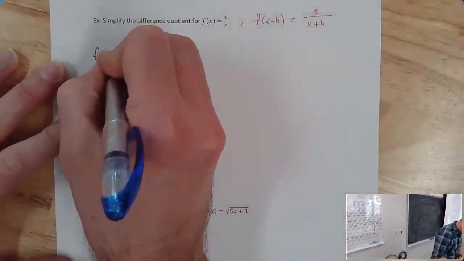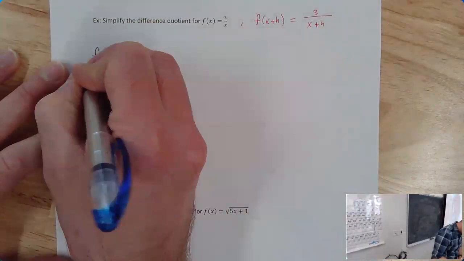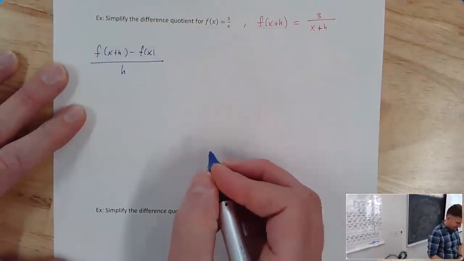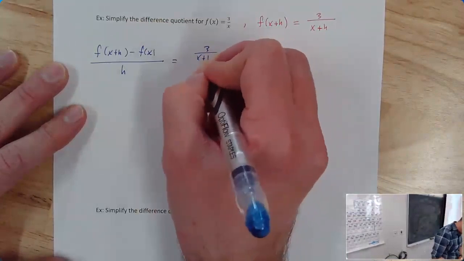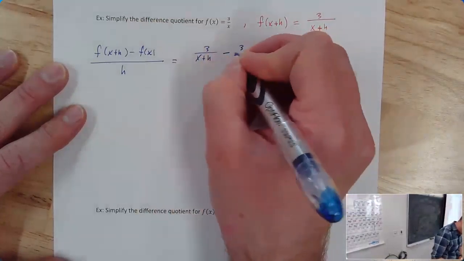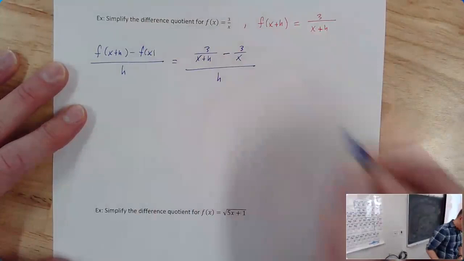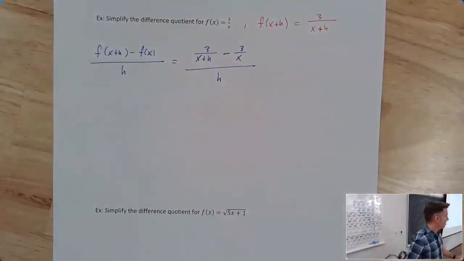f of x plus h minus f of x all over h. So I've got 3 over x plus h minus 3 over x all divided by h. That doesn't look fun. I'm going to subtract some fractions. And to subtract fractions, I really need a common denominator. So that's what I have to do.